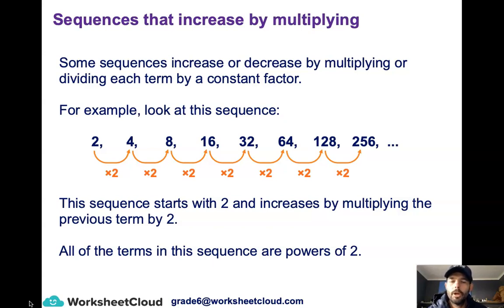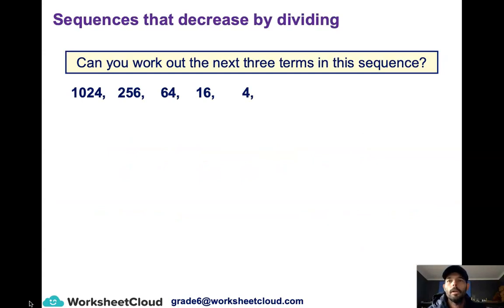It's also interesting to note that each term in the sequence is a power of 2. What do we mean by that? If I start at 2, 2 to the power of 1 is 2. 2 to the power of 2 is 4. 2 to the power of 3, or 2 cubed, is 8. 2 to the power of 4 is 16. 2 to the power of 5 is 32. You can see there's quite a lot going on in each sequence, and it's really beneficial if you can identify as much about a sequence as possible. Okay, and here is a sequence that decreases by dividing each time.